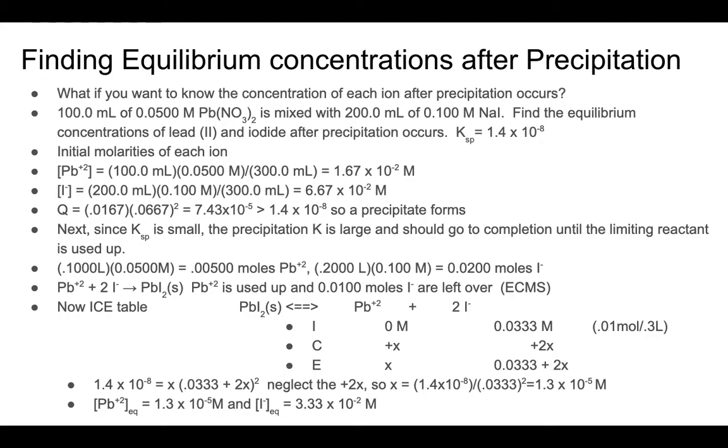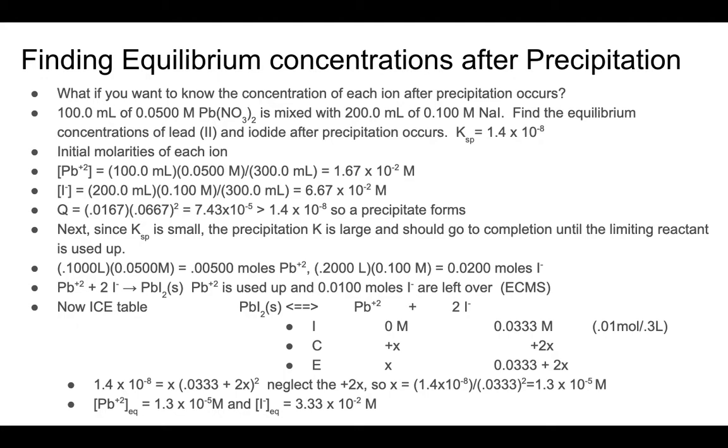That is now X, and X is the lead plus 2 at equilibrium. Lead plus 2 at equilibrium is 1.3 times 10 minus 6 molar. I minus at equilibrium, remember we neglected the 2X, is still 0.0333, or 3.33 times 10 minus 2 molar.